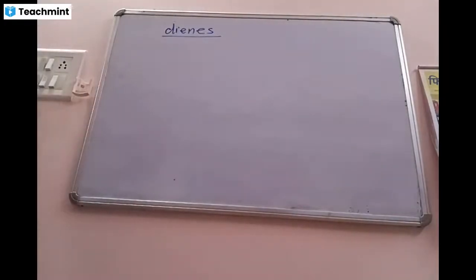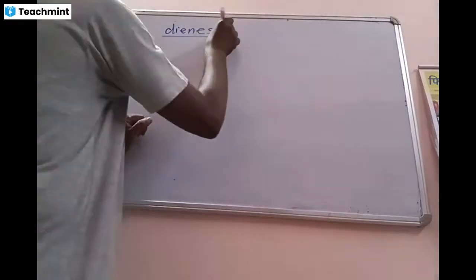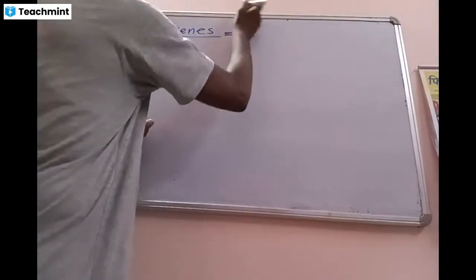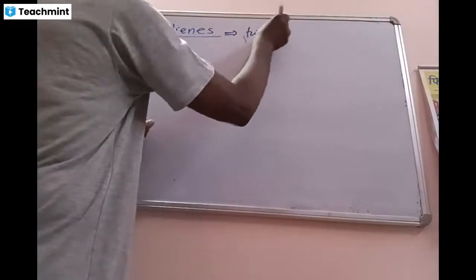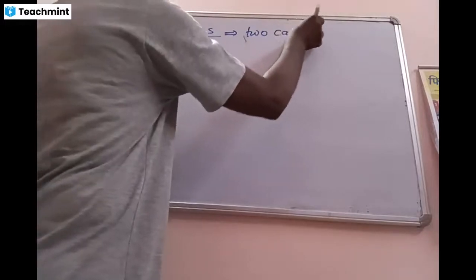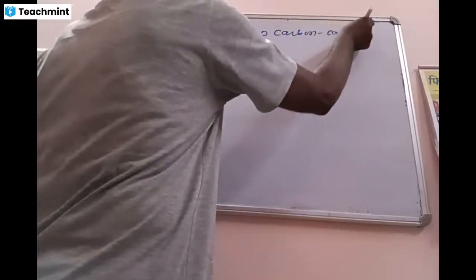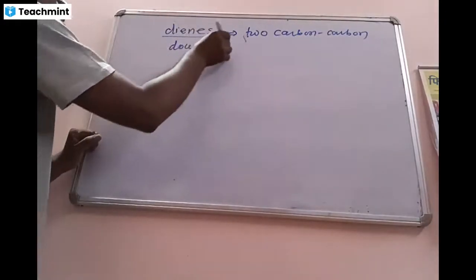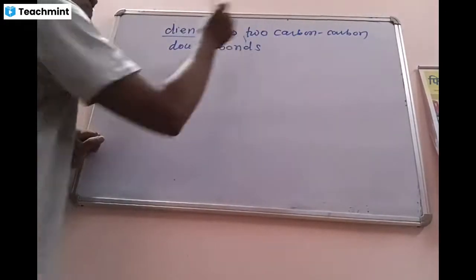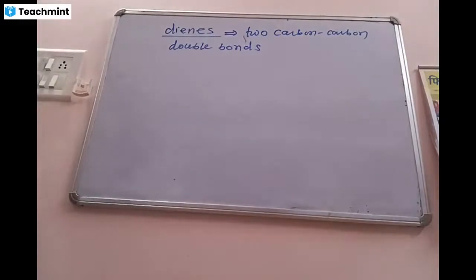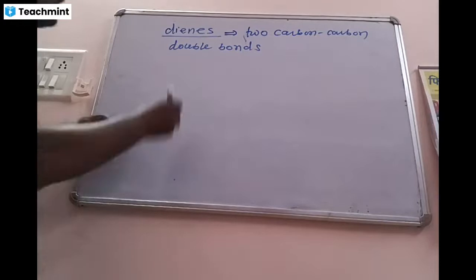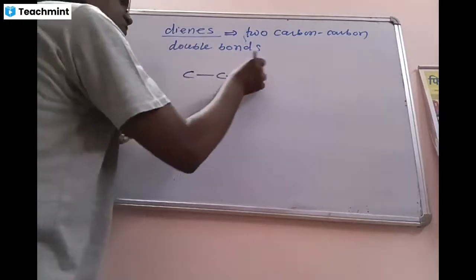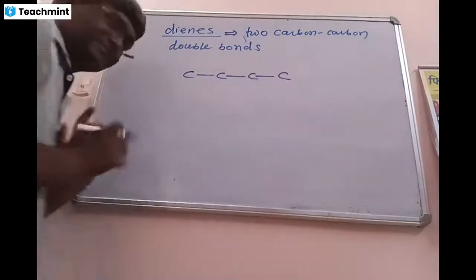What is the name? Dienes. It means there are two carbon-carbon double bonds. There are two carbon-carbon double bonds here. 1, 2, 3, 4, right?